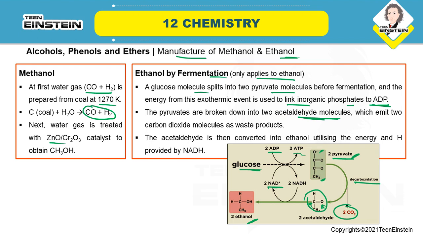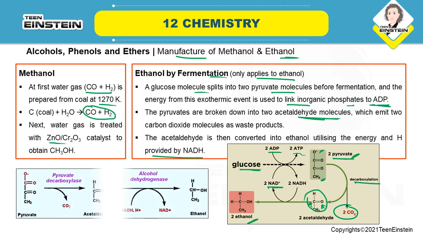So acetaldehyde is converted to ethanol utilizing this energy, and the hydrogen is coming from NADH. Fine. Now here the enzymes that are used: the conversion of pyruvate to acetaldehyde, for this decarboxylation process, the enzyme name is pyruvate decarboxylase. And you can easily remember the name of the enzyme if you know what your starting material is and what process you are actually doing. This is decarboxylation, so the name is decarboxylase, and pyruvate because the starting material is pyruvate ion.